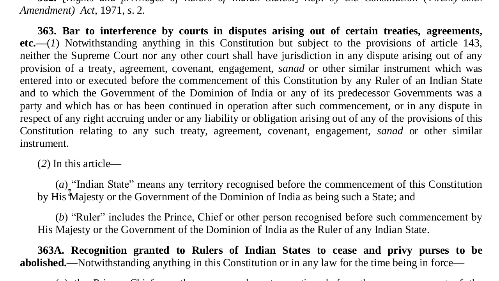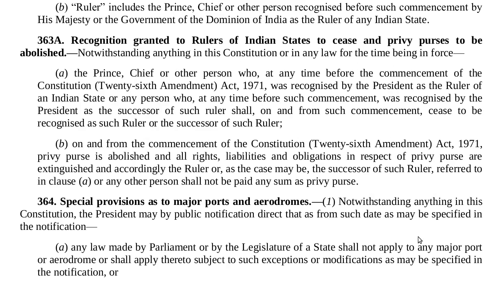2. In this article, (a) Indian State means any territory recognized before the commencement of this Constitution by His Majesty or the Government of the Dominion of India as being such a State, and (b) ruler includes the prince, chief or other person recognized before such commencement by His Majesty or the Government of the Dominion of India as the ruler of any Indian State.